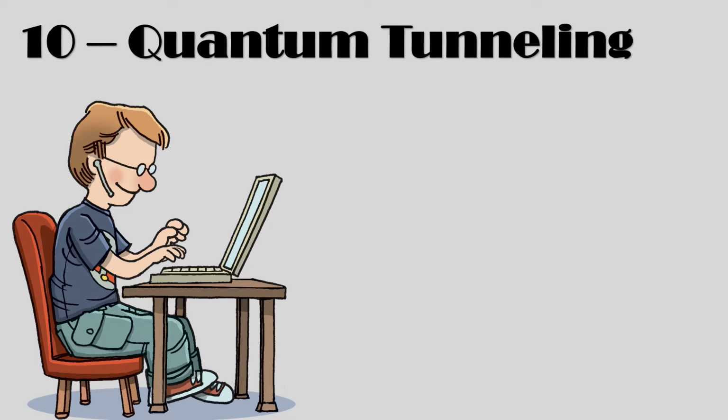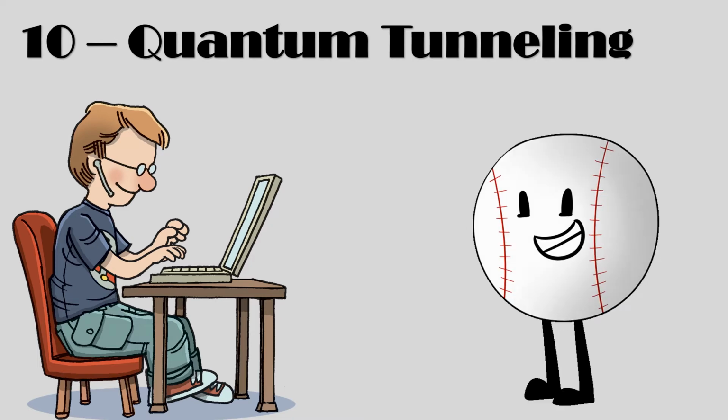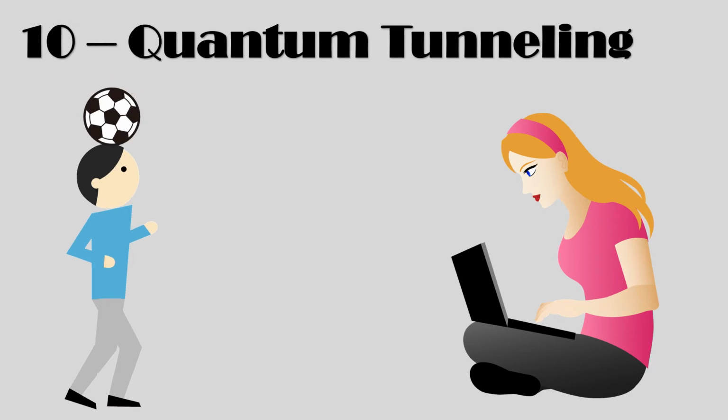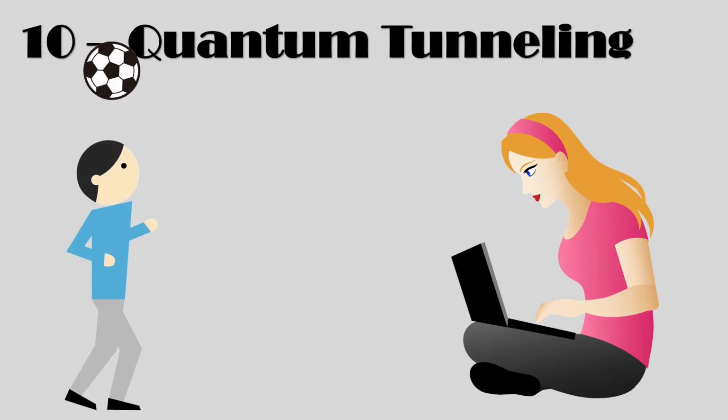Or you may see your friend who hates baseball posting a lot on Facebook about baseball. Or another friend who hates soccer also posting a lot about soccer. So what is happening here? It's called quantum tunneling. One quantum state can tunnel into another quantum state when it's close enough.